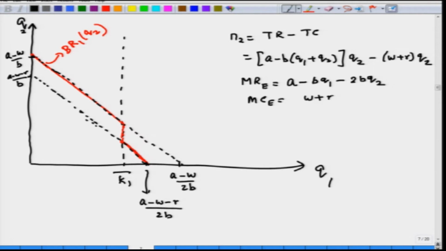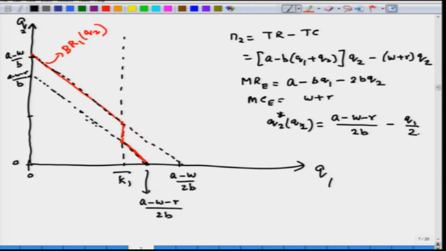So, firm 2's best response function, or the entrant's best response function, Q2 as a function of Q1, is essentially, if I set the marginal revenue equal to the marginal cost, we will get (A − W − R)/2B − Q1/2. So, when Q1 is equal to 0, Q2 is going to be (A − W − R)/2B. So, we are going to get a Q2 here, and when Q1 is (A − W − R)/B, Q2 is going to be equal to 0. Okay, so we will graph firm 2's best response function in just a moment, right.